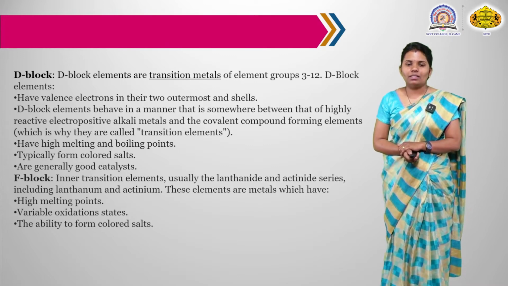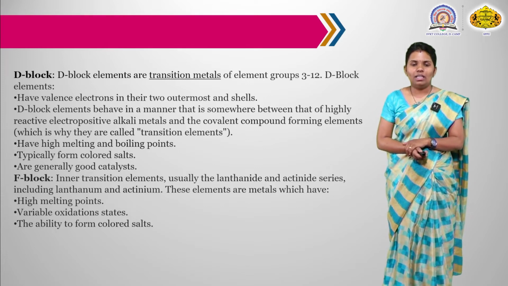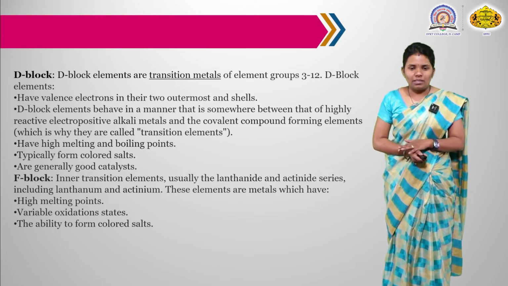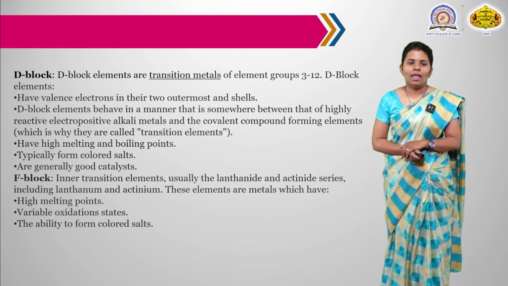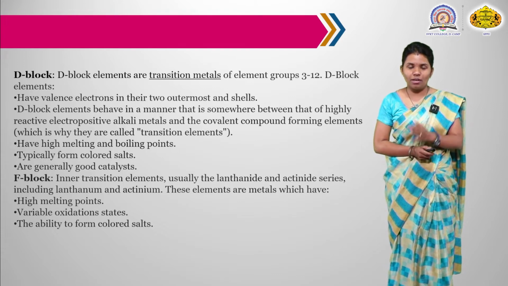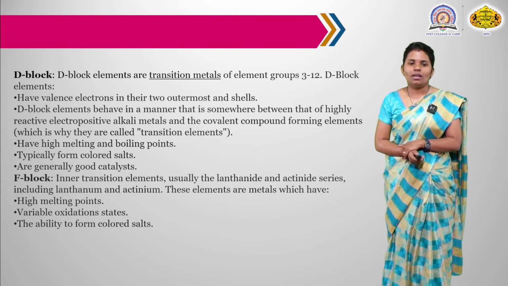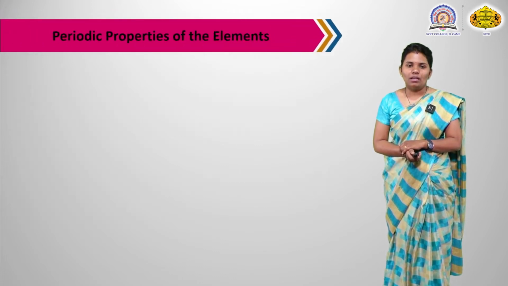The F block has the inner transition elements, usually the lanthanide and actinide series, also known as lanthanum and actinium. These elements are metals, radioactive metals, with high melting points. They show variable oxidation states up to +3, +4, and they also form colored salts.